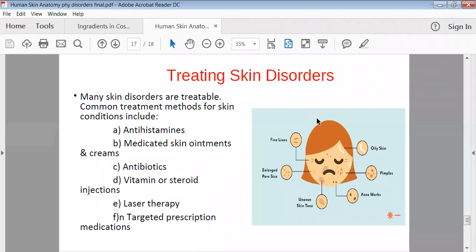Then there are various kinds of drugs we are using for the treatment of the disorders of the skin. So up to now we have seen the common disorders of the skin, and for the treatment of that we can use a number of drugs. Antihistamines are preferred for the treatment of allergen type problems. Then medicated skin ointments are there, as well as skin creams. Antibiotics we are using, vitamins also we are using. Then we can have laser therapy and targeted prescription medications.